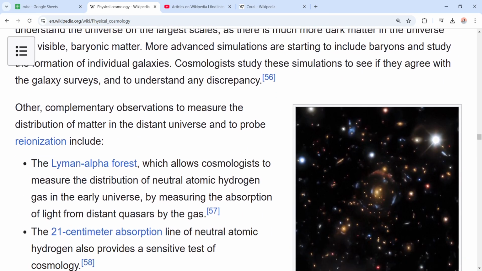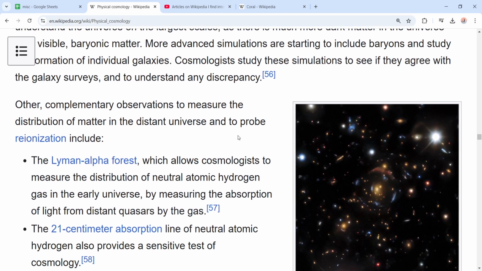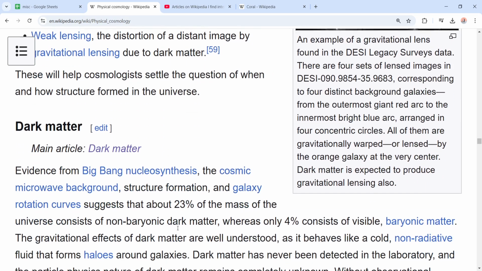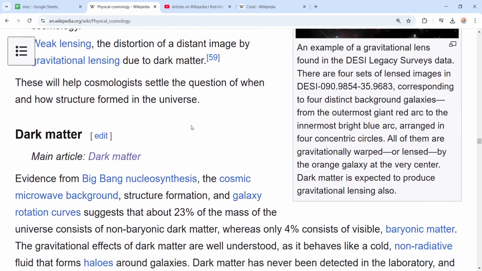Other complementary observations to measure the distribution of matter in the distant universe and to probe reionization include the Lyman-alpha forest, which allows cosmologists to measure the distribution of neutral atomic hydrogen gas in the early universe by measuring the absorption of light from distant quasars by the gas. The 21 centimeter absorption line of neutral atomic hydrogen also provides a sensitive test of cosmology. Weak lensing, the distortion of a distant image by gravitational lensing due to dark matter. These will help cosmologists settle the question of when and how structure formed in the universe.